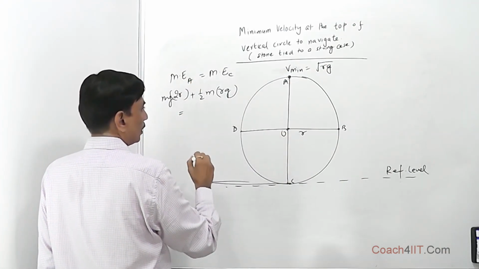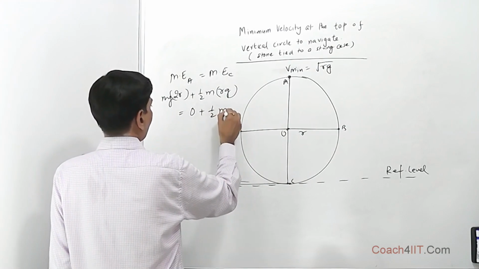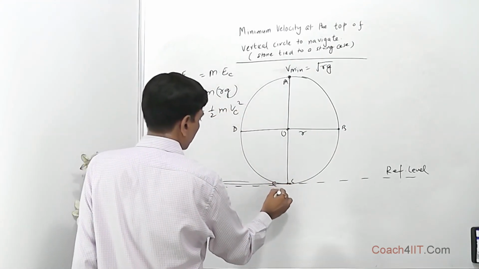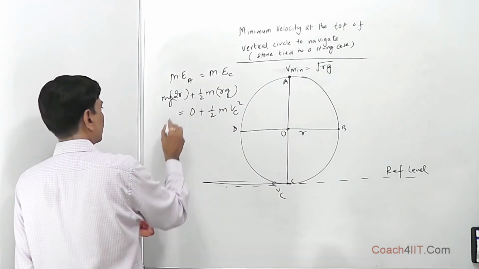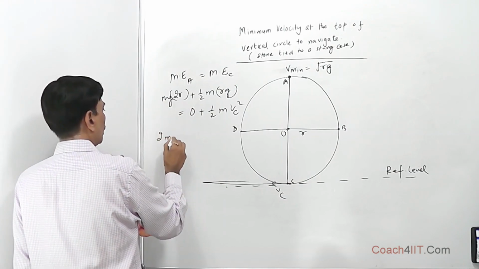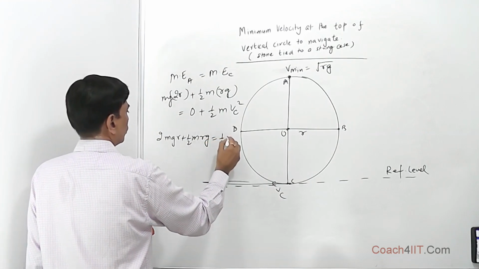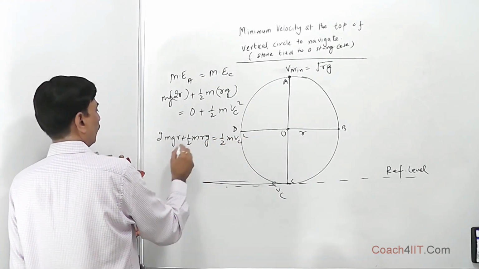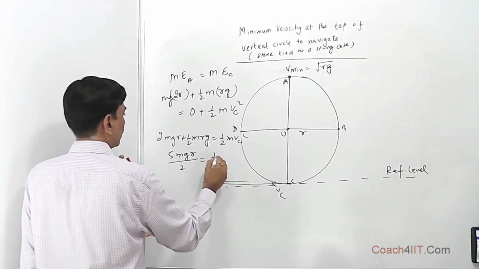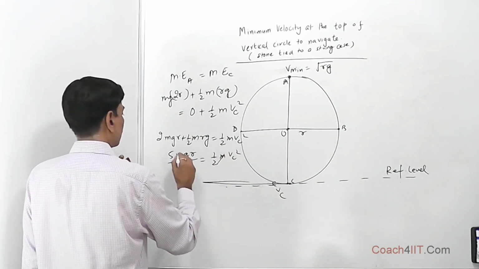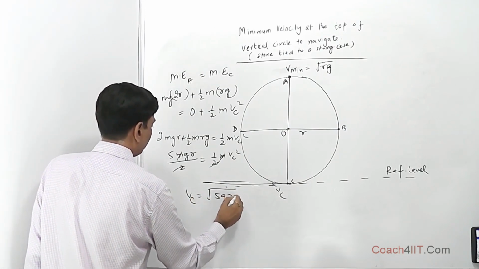Let's talk about ME at C. Potential energy mgh, that is 0, height is 0, plus half m Vc square. Vc, suppose over here that is Vc, and we are asked what is the value of Vc. So let's see it. So it is mg2r, it is 2 mgr plus half m rg is equal to half m Vc square. So this is 2 to 4, 5 mgr by 2 is equal to half m Vc square. 2 and 2 cancel. So Vc comes out to be root 5 gr.